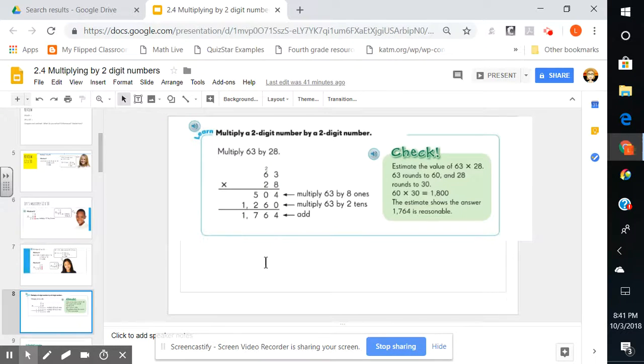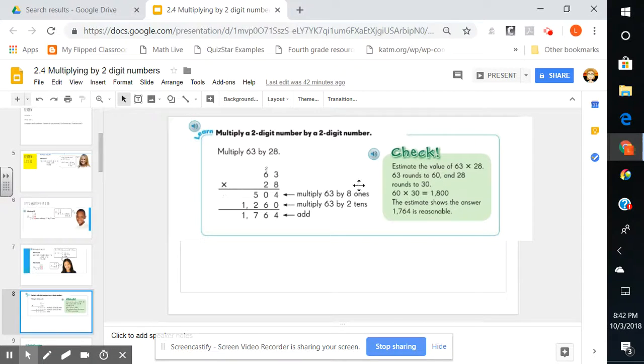Multiplying a two-digit number by a two-digit number. The reason I showed you that prior was to show you that when you start multiplying in the ones place, you need to start your first multiplication in the ones place. If you're starting in the tens place, you put a 0 in the ones place. So now I want you to write down 63 times 28.